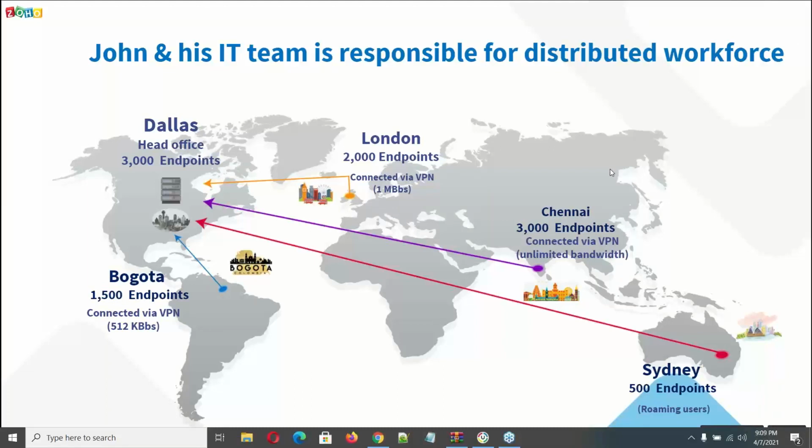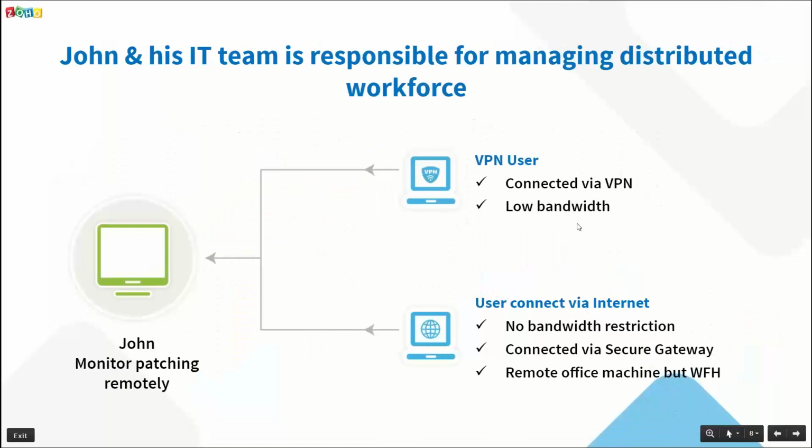As we can see from the picture, each comes with its own requirement in terms of number of endpoints managed, bandwidth, and the mode of connectivity. So the IT team now has to figure out the ways to test the newly released patches, deploy them periodically to all the endpoints, and monitor them. Let's take a look at how John can handle both the situation with Desktop Central features. Type of users that John would have to cater to.